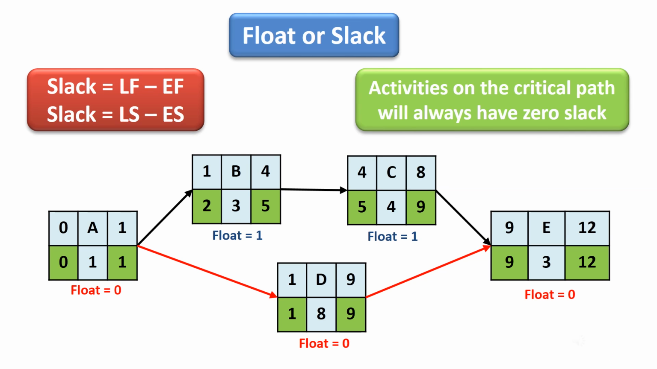Now that you have calculated ES and LS for each activity, you can find the float. The slack time, also known as float time, for an activity is the time between the earliest and latest start time. Critical activities, activities on the critical path, will always have 0 slack. There are two formulas to calculate slack based on the values you identified in the forward pass, backward pass technique.